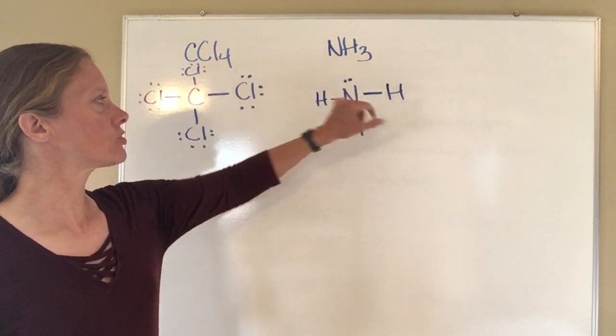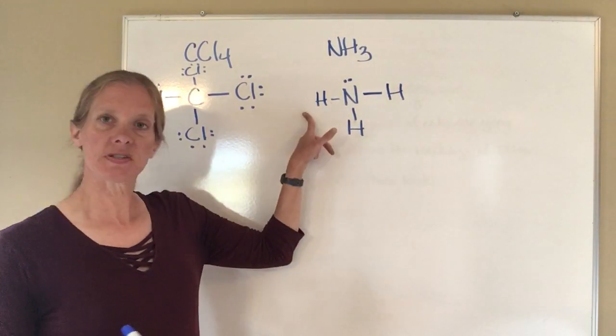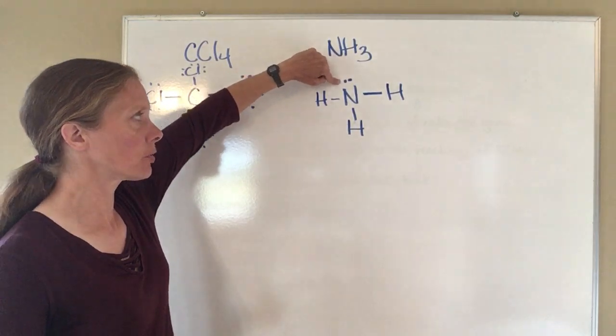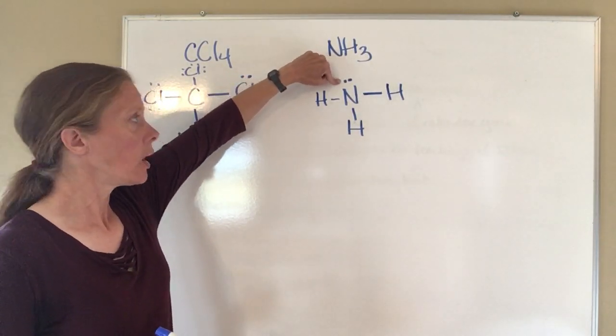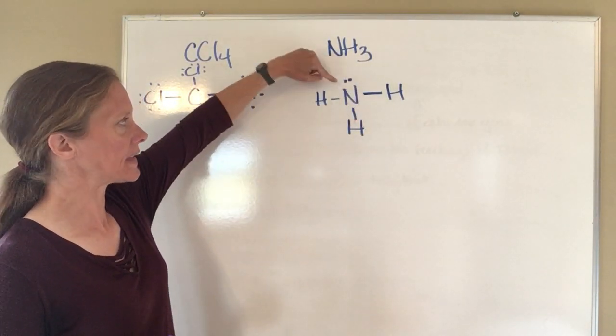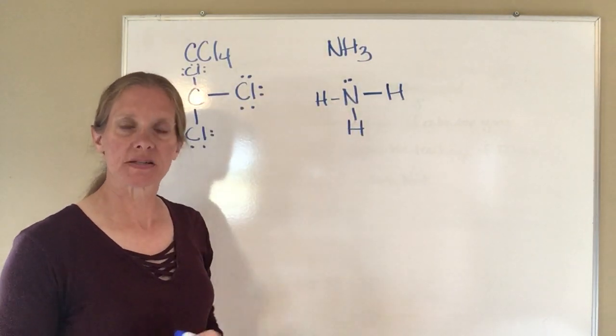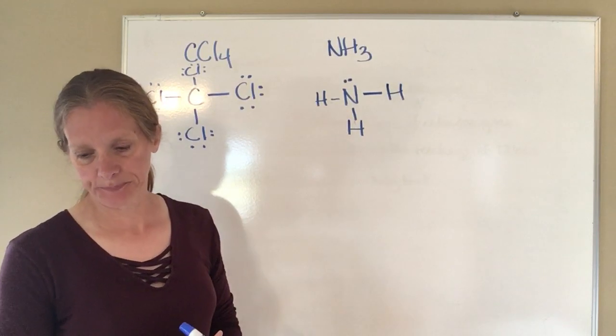So now I have NH3. All three hydrogens have 2 electrons, and then my nitrogen has 2 electrons that I didn't share, plus 3 more bonds. So if I count that, 2, 4, 6, 8, nitrogen has an octet, so it is now satisfied.